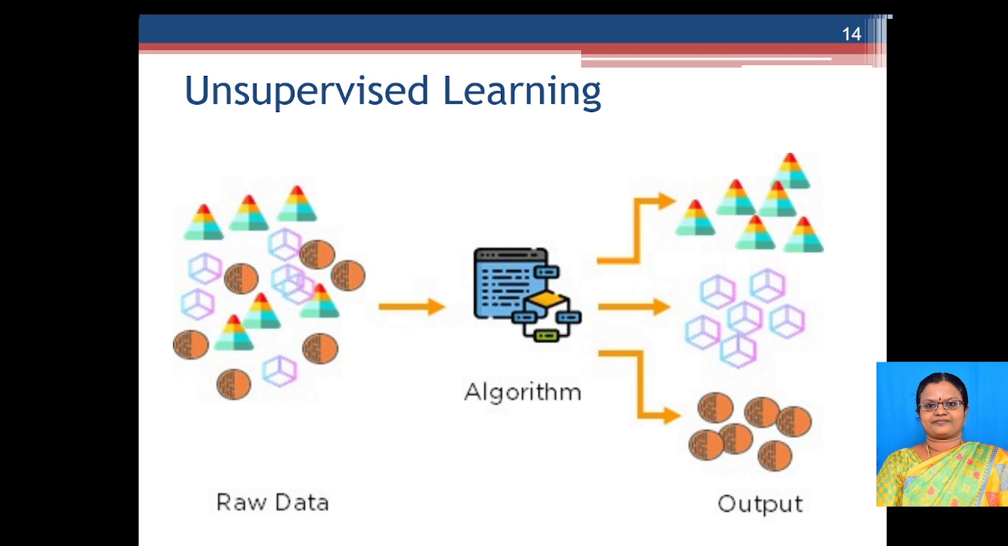So here you can see I have a set of information, or raw data, and I am giving it to the algorithm. Now this algorithm has to differentiate, or group the same elements from this raw data. I am not providing any labeled information or description about this.